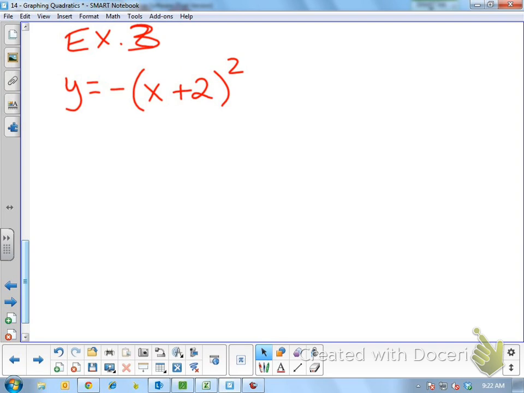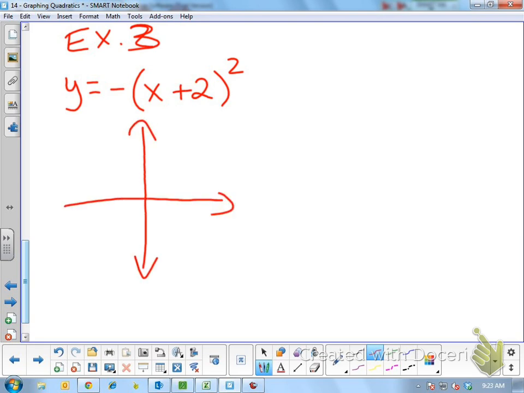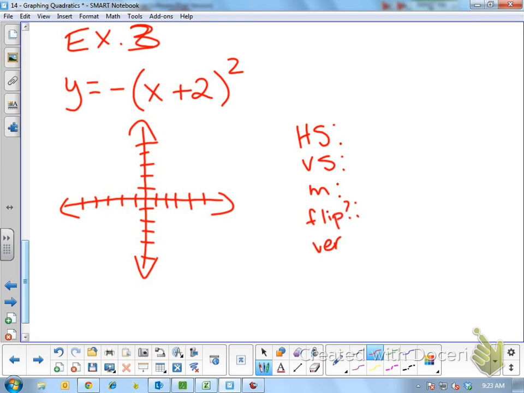Again, we have to write in all that extra information. We have to write in horizontal shift, vertical shift, slope, flip, vertex, and max min. And then we also need to draw our Cartesian plane. On the homework, the coordinate plane will be given for you. You will not have to draw it every time. But then we have to fill in all of this stuff on the side. Vertex and max min.